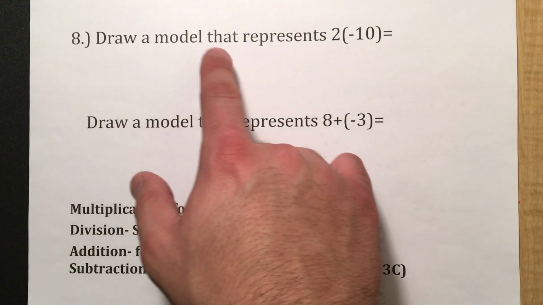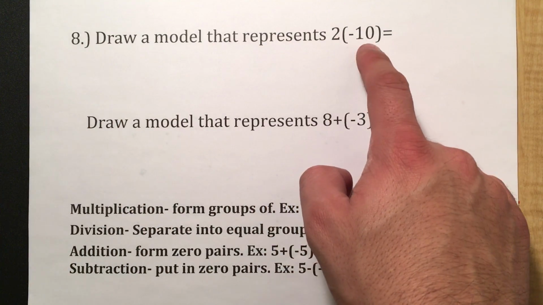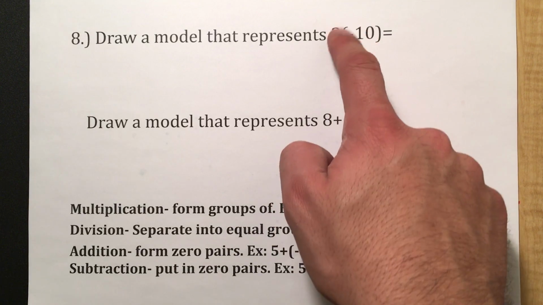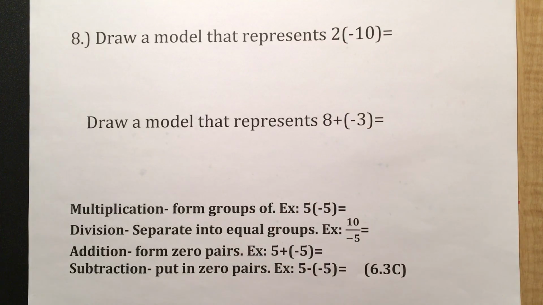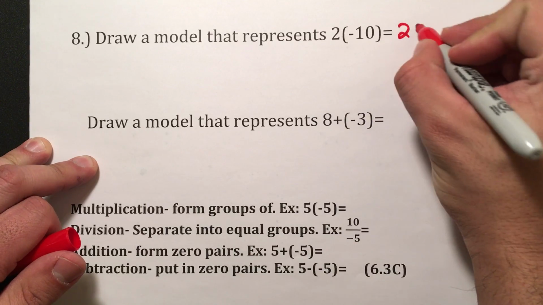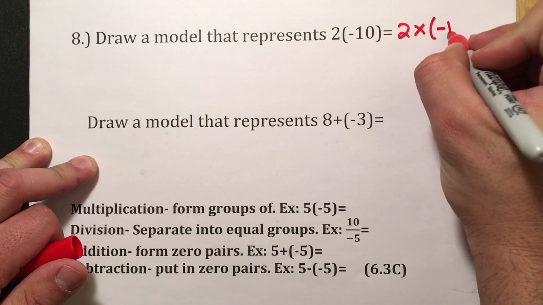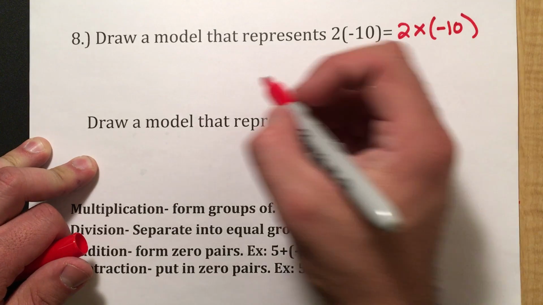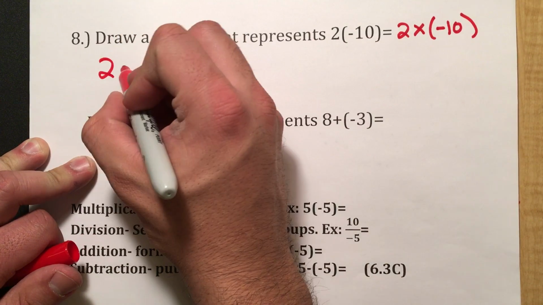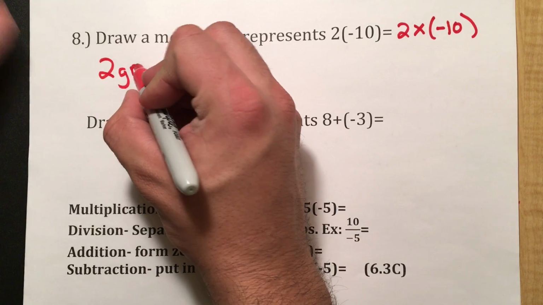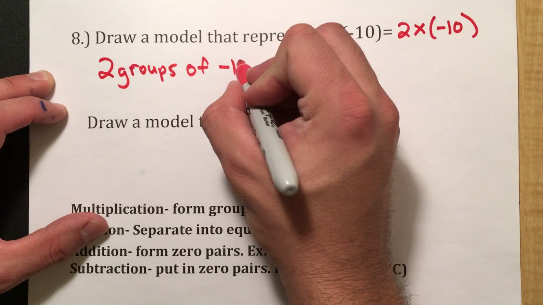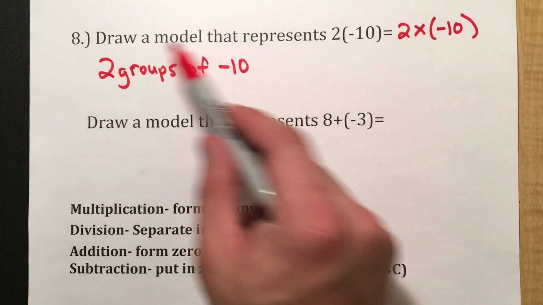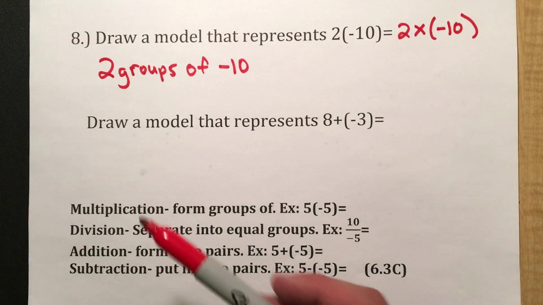Here you're being asked to draw a model that represents 2 times negative 10. Whenever we have a number next to another number in parentheses and there's no operation in between, that means multiplication. And 2 times negative 10 is the same as two groups of negative 10.